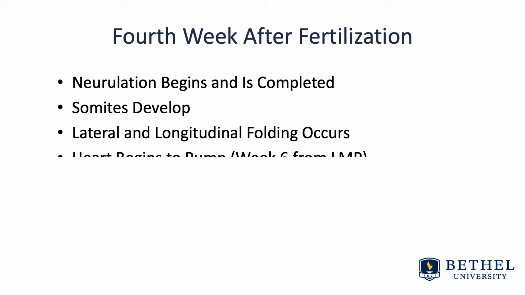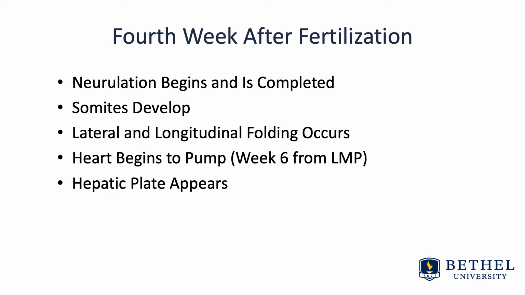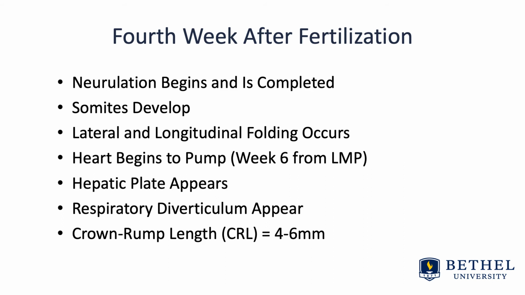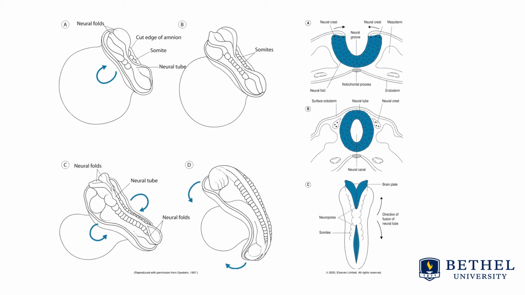The ventricular septum moves, and so that takes this heart tube into a 2-chamber heart. Some other changes that are happening: the hepatic plate starts to appear and the respiratory diverticulum appears. Crown rump length, which is typically how we measure an embryo, from the top of the head down to the bottom of the rump. At this stage, the baby is going to be in more of a C shape, and that's about 4 to 6 millimeters. On this diagram, you can see some of that folding that's happening, and you can see that the somites are developing. These are 2 views of the folding, and these are from your co-ed text.